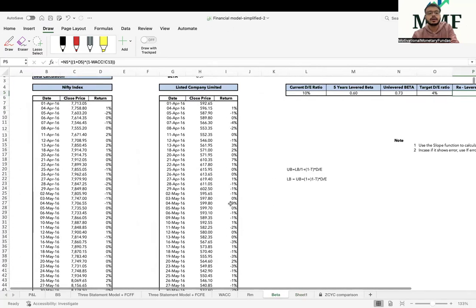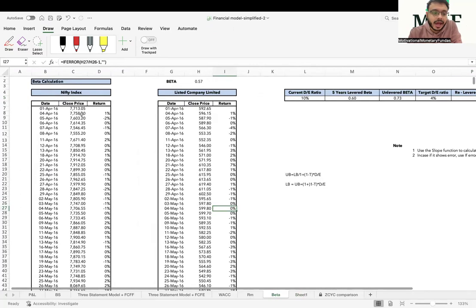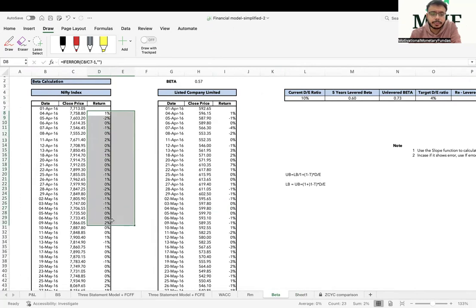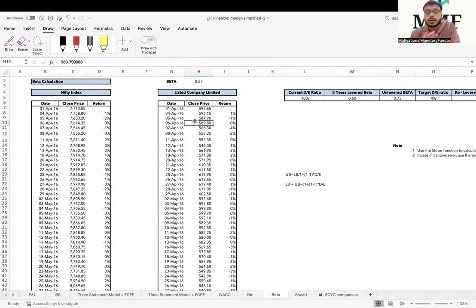I've taken one hypothetical example. I've taken the returns of the Nifty index and the returns of a listed company limited. It's a hypothetical company. I've taken the returns based upon the closing prices of the Nifty index, and the returns based upon the closing prices of the listed company. Now, on this basis, I want to calculate my beta.